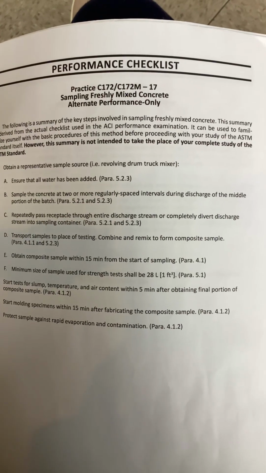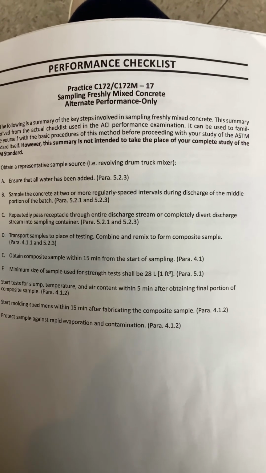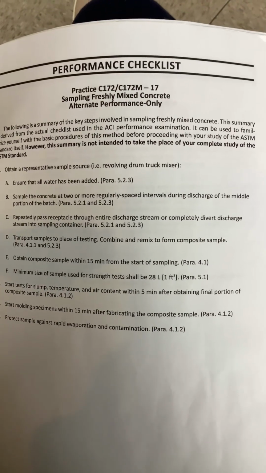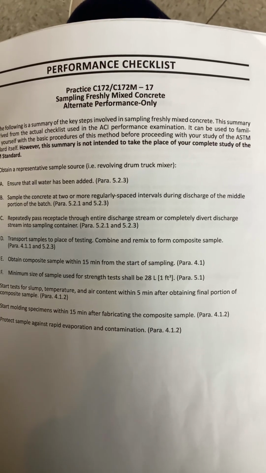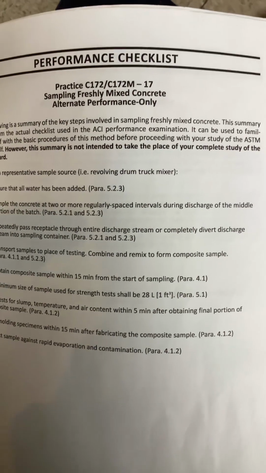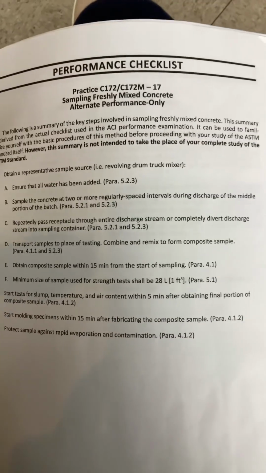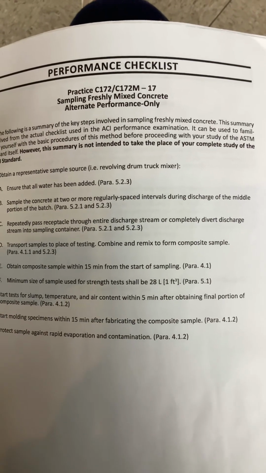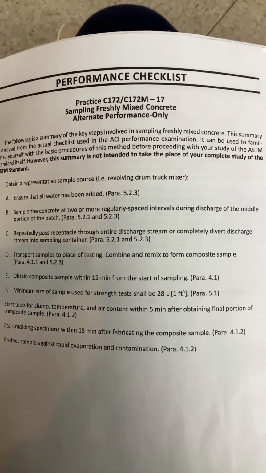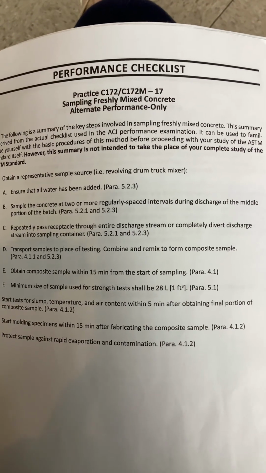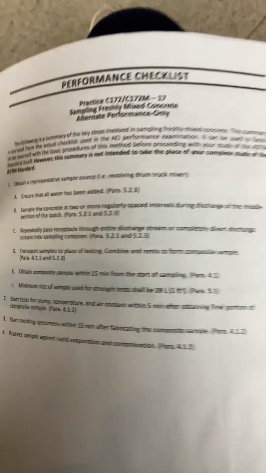Transport samples to the testing center. Combine and mix to form composite samples. Obtain the composite sample within 15 minutes from the start of the sampling. The minimum size of sample used for the strength test shall be 28 liters, or 1 cubic foot. Start tests for slump and air content within 5 minutes after obtaining final portions of the composite sample. Start molding specimens within 15 minutes after fabricating the composite sample. Protect the sample against rapid evaporation and contamination.